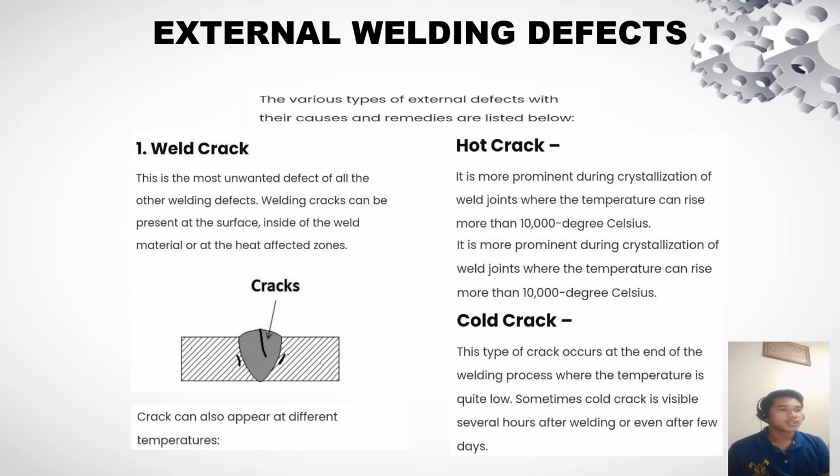External welding defects. Yang pertama, weld crack. Weld crack terbahagi kepada hot crack dan cold crack. Maksud weld crack: this is the most unwanted defect of all the welding defects. Welding cracks can be present at the surface, inside of the weld material, or at the heat affected zone. Cracks can also appear at different temperatures, seperti mana saya cakap tadi, hot crack and cold crack.